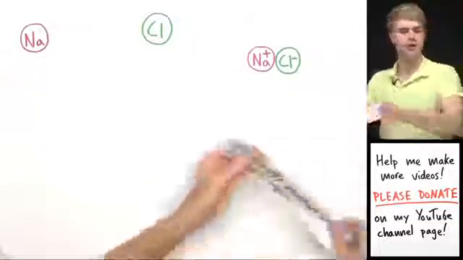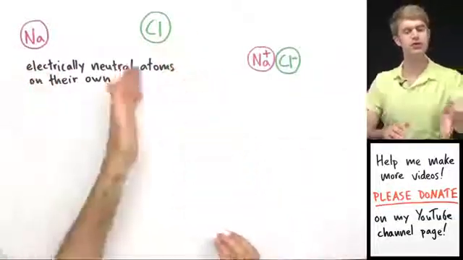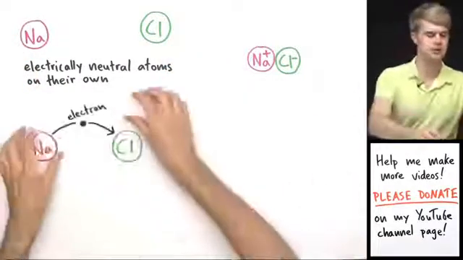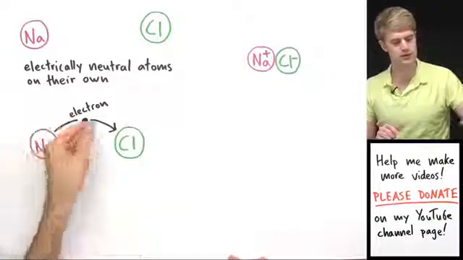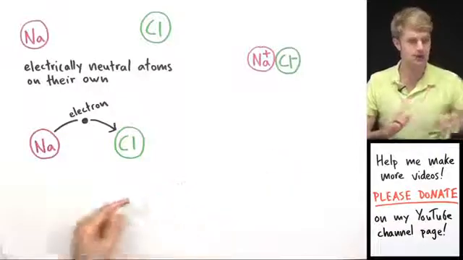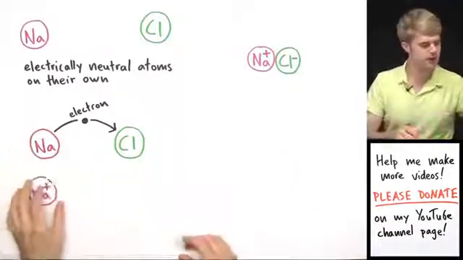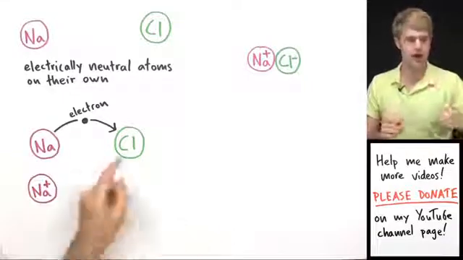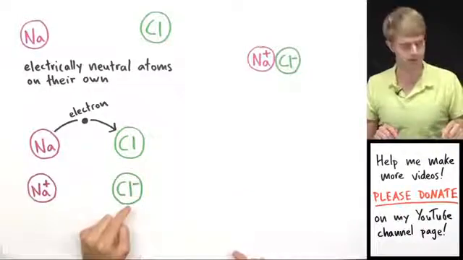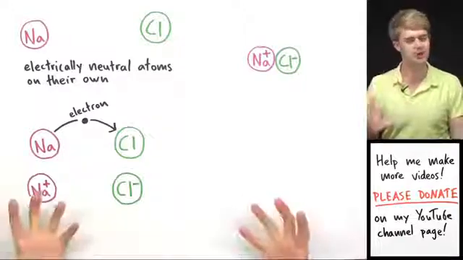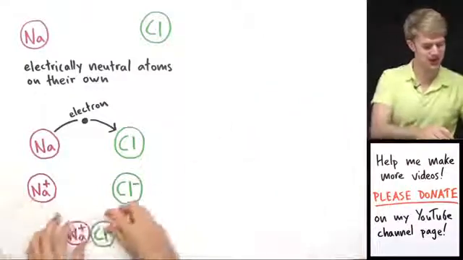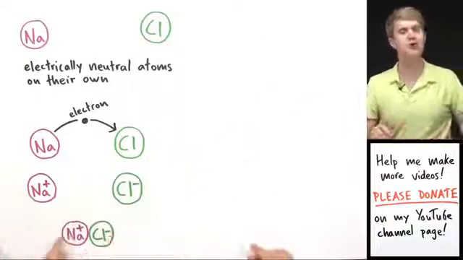So we start out with Na and Cl here as electrically neutral atoms with no charge, and they're on their own. They're separate. The next thing that happens is sodium gives one of its electrons to chlorine. So this is where the charges come in. Sodium loses one of its electrons, so it becomes Na plus 1. And chlorine gains an electron, so it becomes Cl minus 1. Now we have two ions with opposite charges. What do oppositely charged things do? They stick together. So these two ions come together and they stick, making sodium chloride.